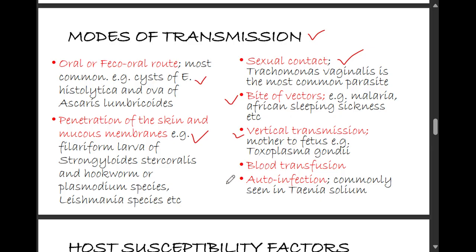Then, last but not the least, we have auto-infection. On auto-infection, you'll find that a few intestinal parasites may be transmitted to the same person by contaminated hand, which is considered the external auto-infection, or by reverse peristalsis, which is considered the internal auto-infection. This is commonly seen in Taenia solium.